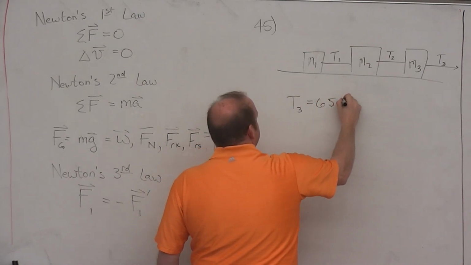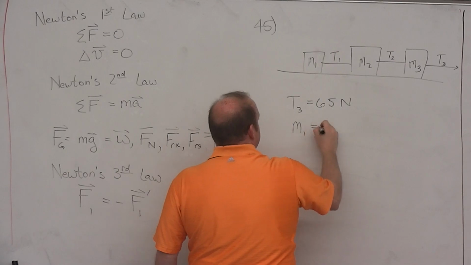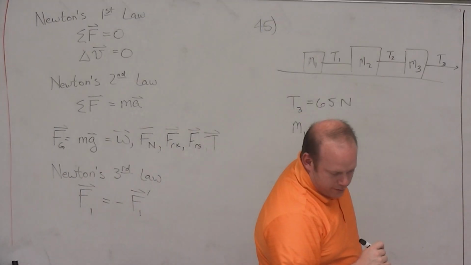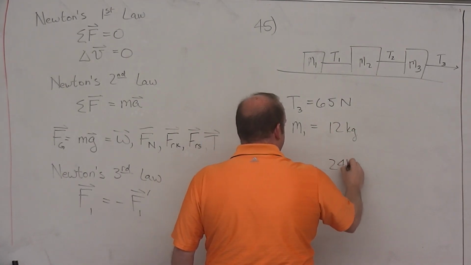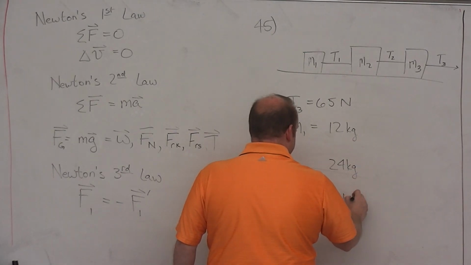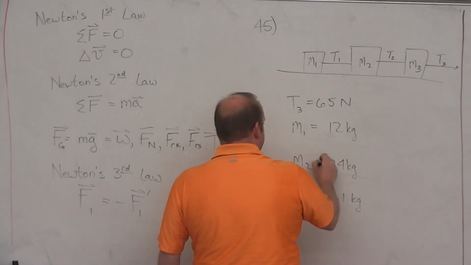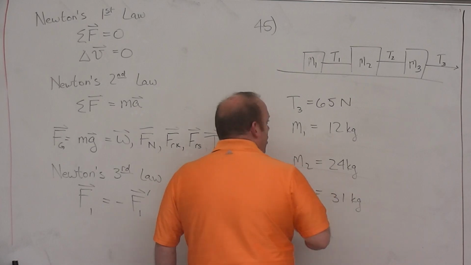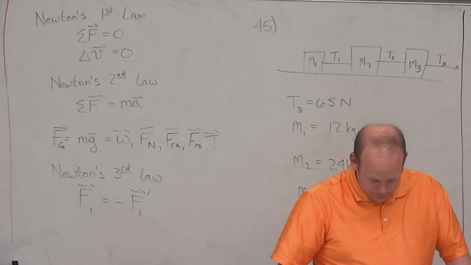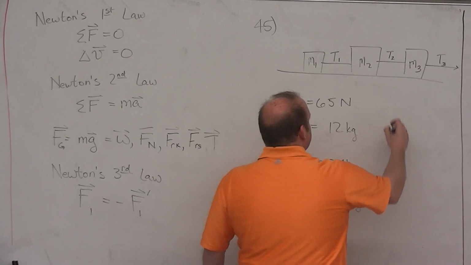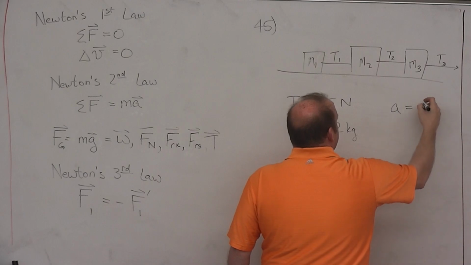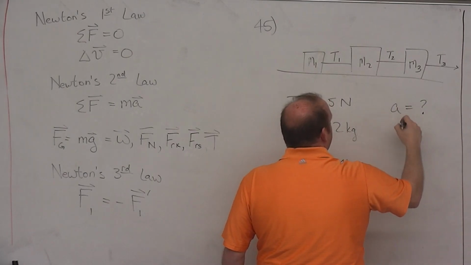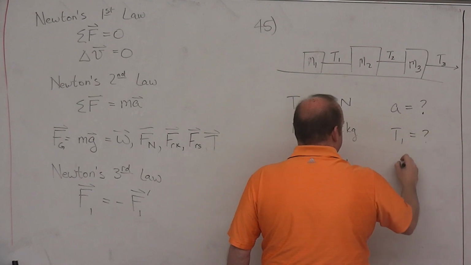That's given in the problem. Now M1 is 12 kilograms, M2 is 24, M3 is 31. So M1, M2, and M3. What it asks for in this problem is the magnitude of the acceleration. It doesn't ask for it as a vector. And it asks for T1 and T2.